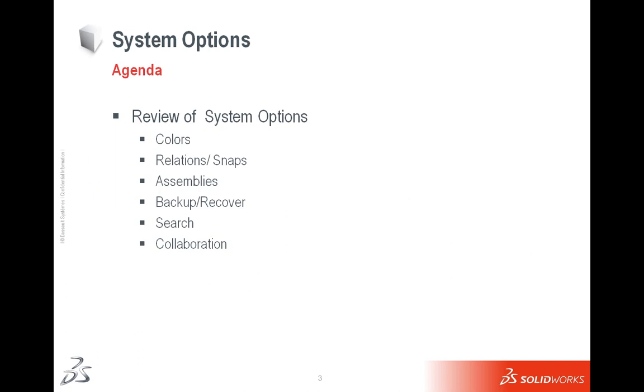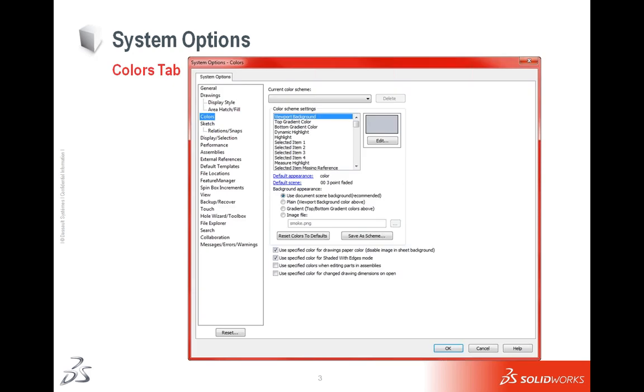Now, what are we going to cover today? There's six tabs that we really didn't touch on in the system options, and these six tabs do open up some doors to some other things within the software, so I wanted to go through these. In the system options, we're going to go through the colors tab, relations, snaps, assemblies, backup, recover, search, and collaboration, and that's going to get us into a discussion about several of the things. So let's go ahead and get started.